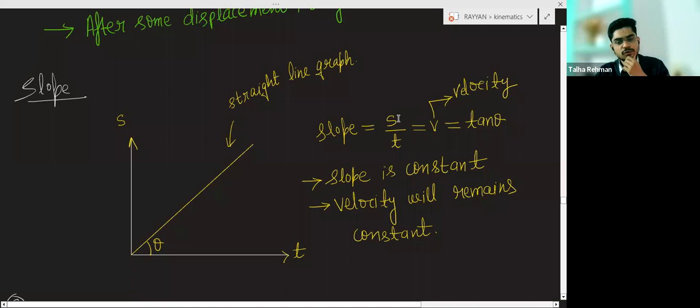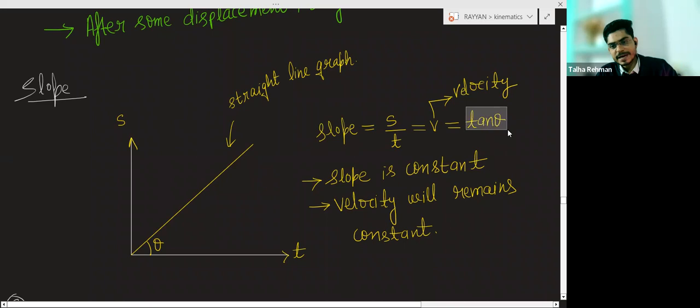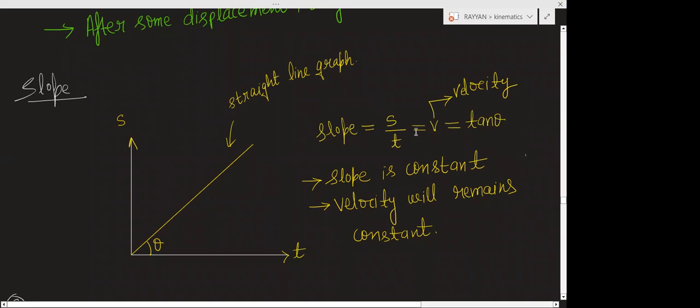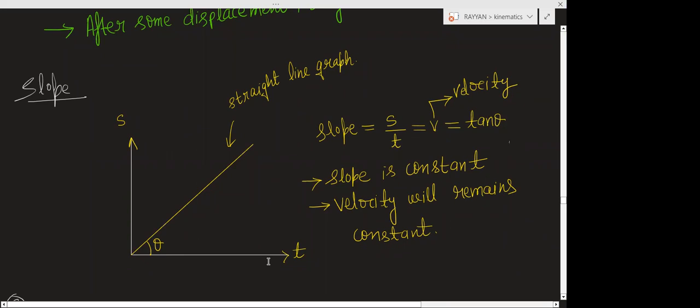Now, what is displacement divided by time? Velocity. Displacement divided by time is velocity. And slope is also given by tan theta. This is one method, and this is another method. Slope is also given by tan of theta. This is the angle theta, and this angle theta is with the time axis, or with the x axis.